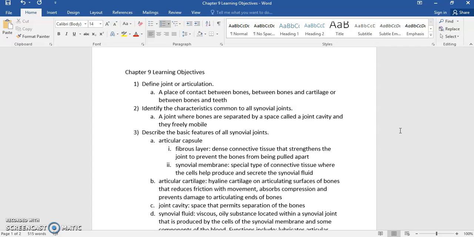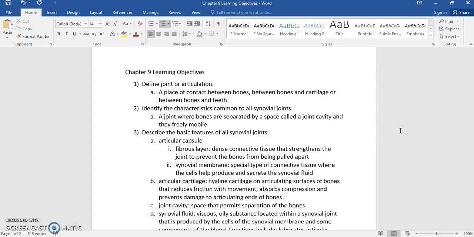So the characteristics of all synovial joints, what makes them a synovial joint, is that you have bones that are connecting with each other, but they don't actually physically touch each other. There's a little space between them, and that's called a joint cavity. So the characteristic that makes them a synovial joint is that they actually have a joint cavity, which is this little space that separates the bones from each other.